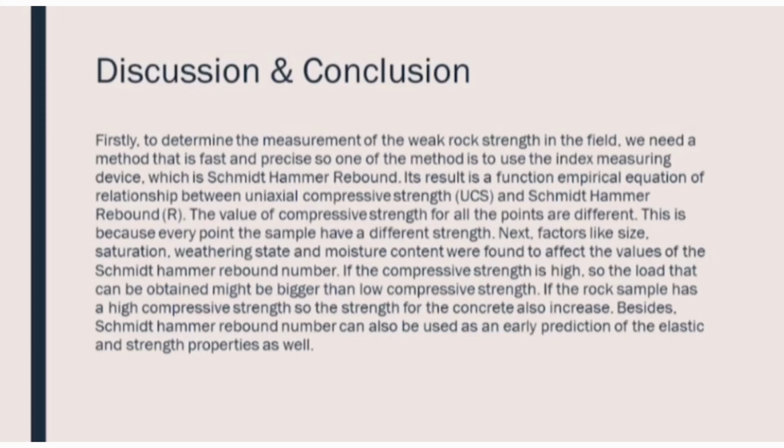Next, factors like size, saturation, weathering state, and moisture content were found to affect the value of the Schmidt hammer rebound number. If the compressive strength is high, the load that can be obtained might be bigger than for low compressive strength. If the rock sample has a high compressive strength, the strength of the concrete also increases. Besides, the Schmidt hammer rebound number can also be used as an early prediction of the elastic and strength properties as well.